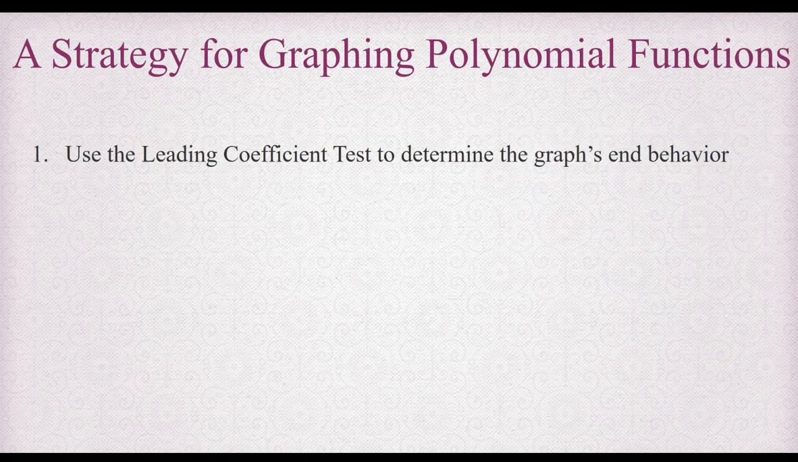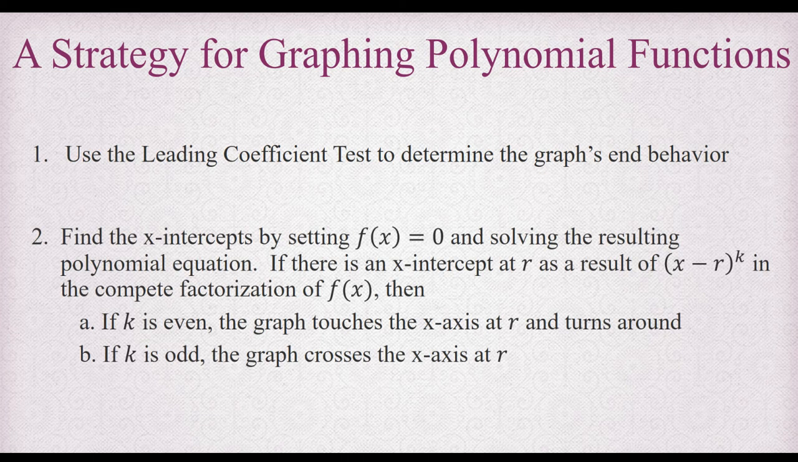All right, let's talk about a strategy for graphing polynomial functions. So first and foremost, we're going to use the leading coefficient test to determine the graph's end behavior. That's the lesson that we learned yesterday. Okay, so remember, leading coefficient test means we're looking at what type of sign is in front of my first term, what is the exponent, is it even or odd, and that's going to tell us the direction on either side of our graph. So we'll figure that out first.